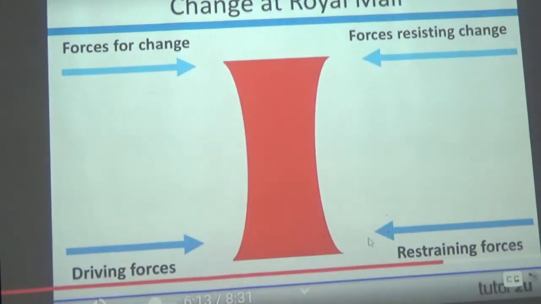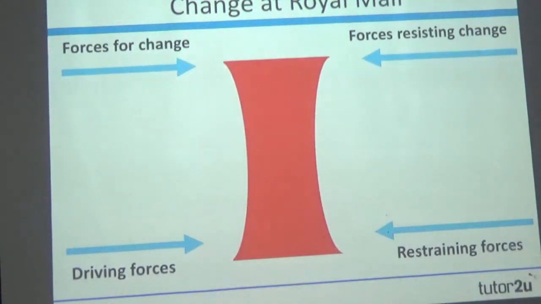Let's just take a minute to have a quick look at a simple example, a really good example, which was the change taking place at the UK's Royal Mail.